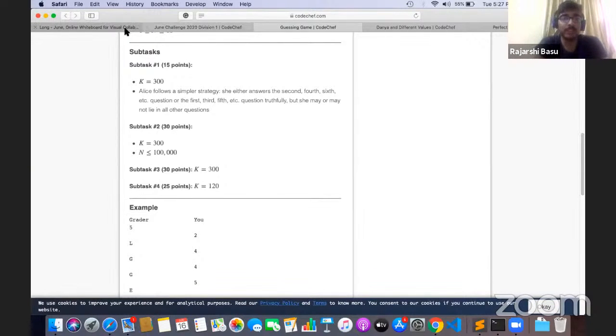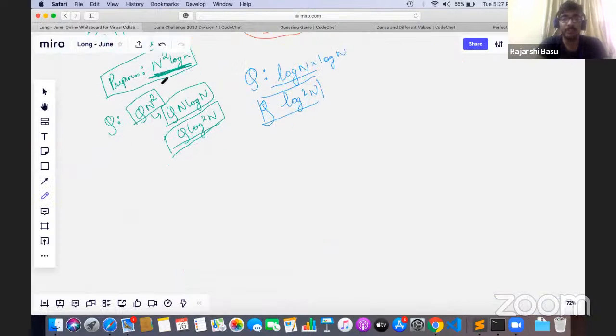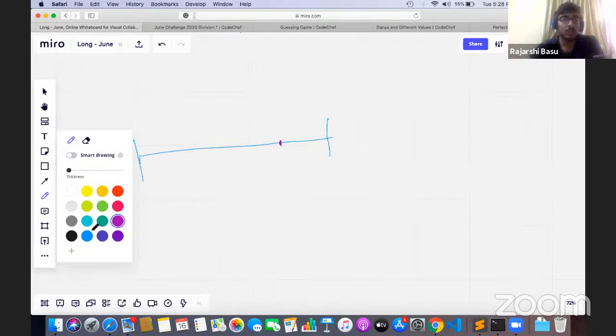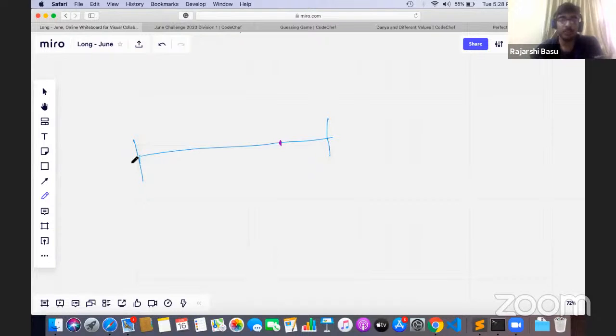So let's get a better feel of what the problem is. So this is all the possible numbers. Your hidden number is, let's say, somewhere here, but you don't know what it is. So now what is it that you can do?